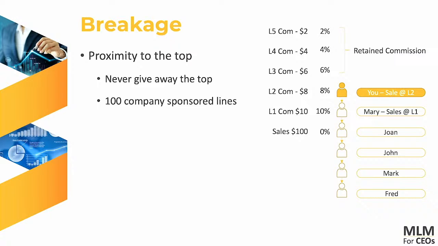company-sponsored lines, minimum, 100 minimum company-sponsored lines. Because the wider you can go on the front line, the greater number of people will be in close proximity to the top, and therefore the greater amount of breakage that you will achieve. The less people you have in your front line, the deeper your network will go, the lower the amount of breakage you will get. Now, breakage is not there for the company to make a lot more money. Breakage is there for the company to promise a lot more money.